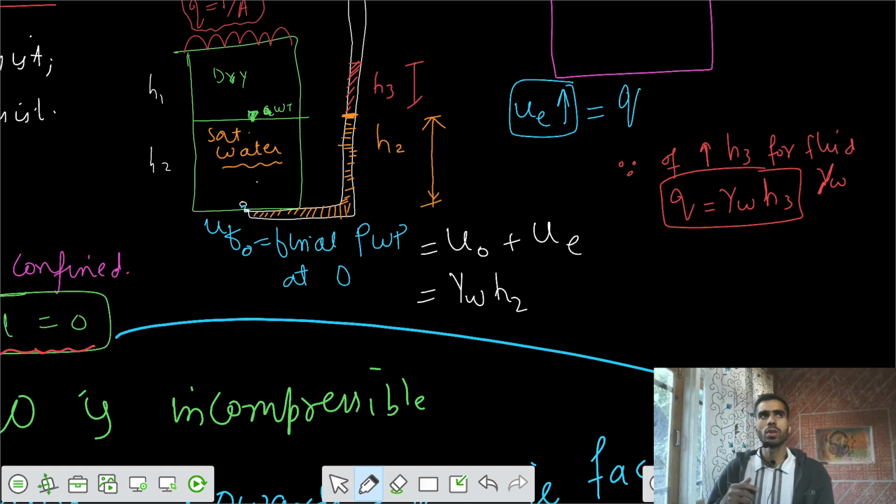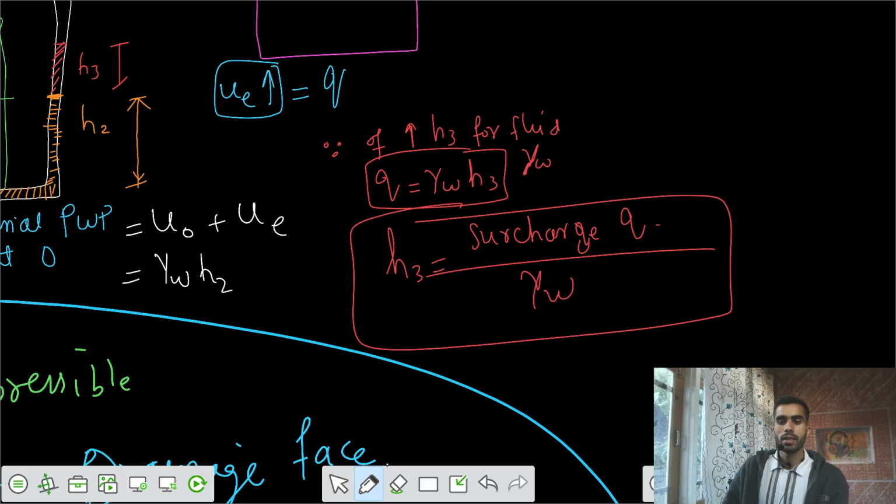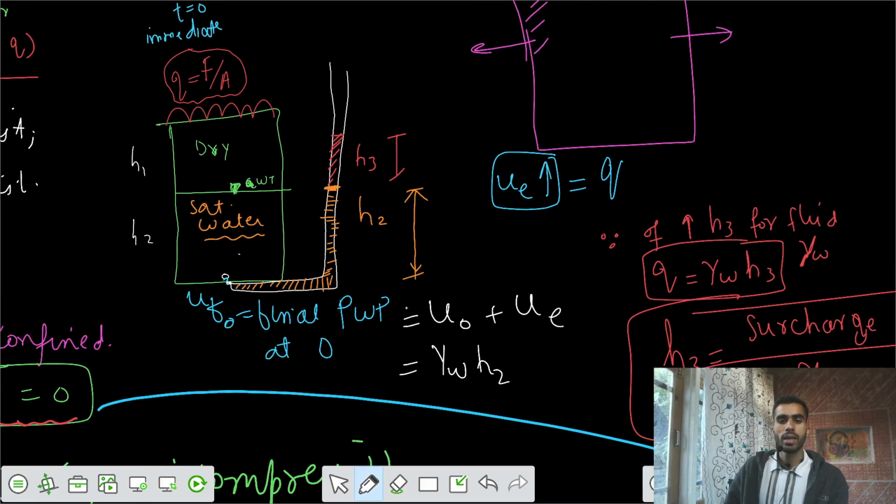So what is the increase of that height? It would be calculated from this result: the total surcharge applied divided by the unit weight of water. That's your increase of height because of the surcharge applied, that would be h3. So finally, the final pore water pressure at point O is gamma w h2 plus Q. That's your final value at point O.